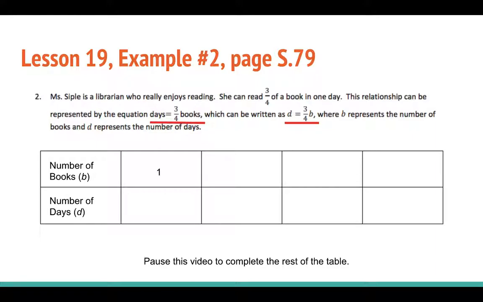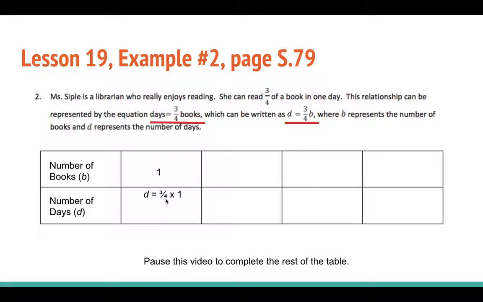So, number of books, letter B. We say there's 1 book.